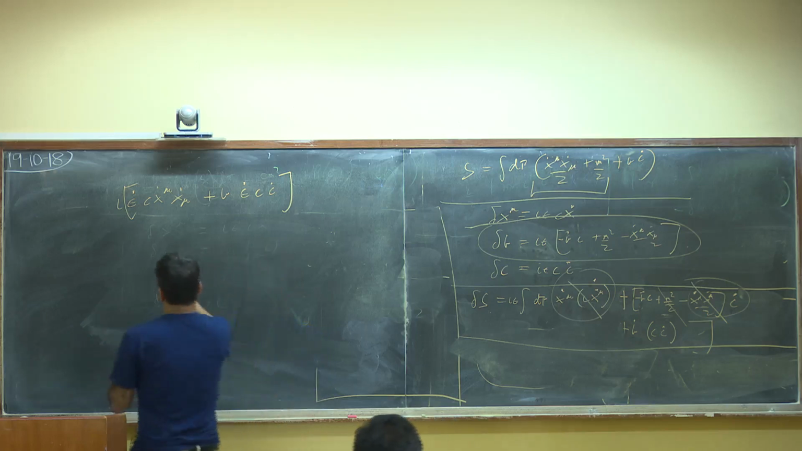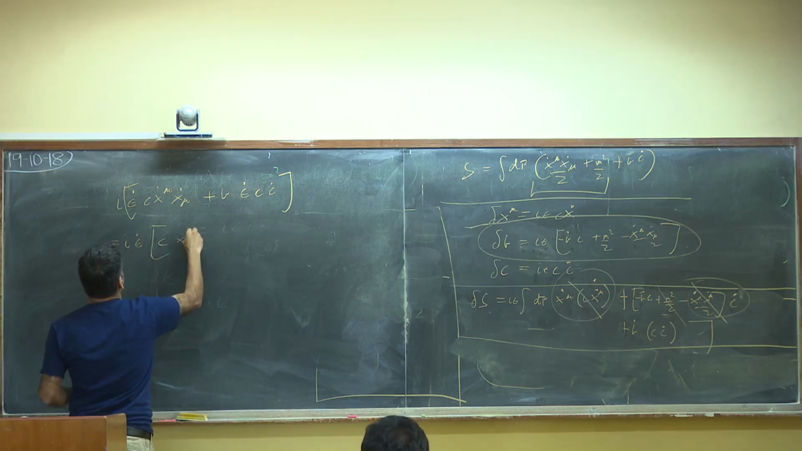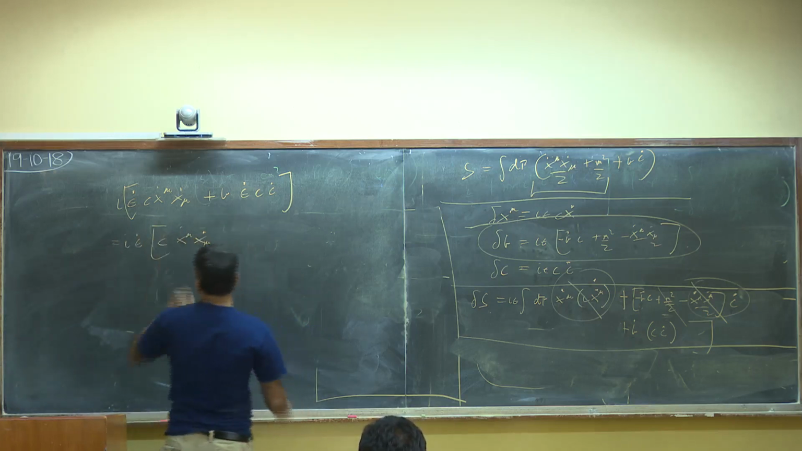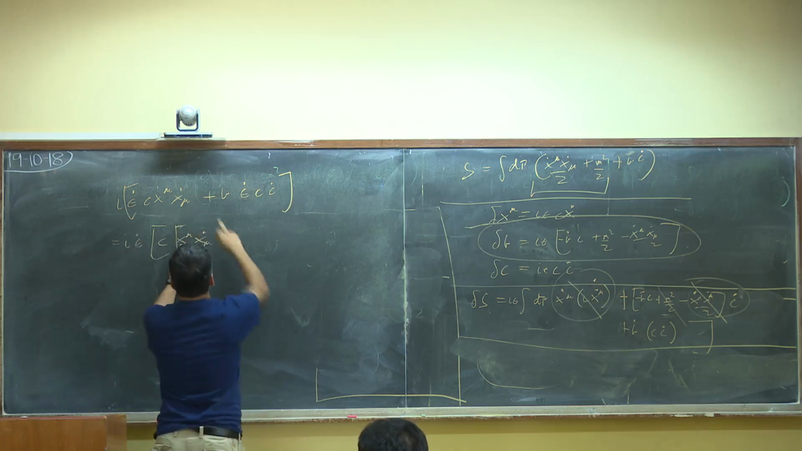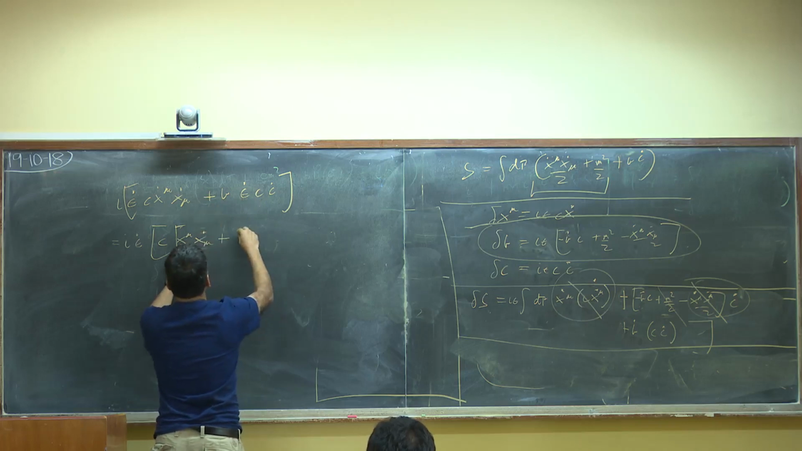Okay, so that is equal to I epsilon dot into C x mu dot x mu dot. And let me take the C outside also. I epsilon dot C x mu dot plus, so I've taken epsilon through B and I've taken C through B. So no sign, B C dot.